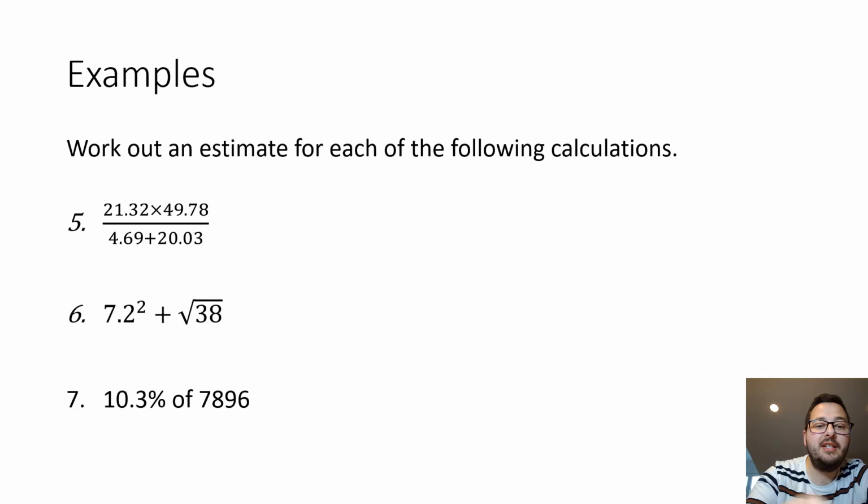So let's round all these numbers to start with then. So 21.32, I'm going to round to 20. 49.78, I'm going to round to 50. 4.69, I'm going to round to 5. And 20.03, I'm going to round down to 20.